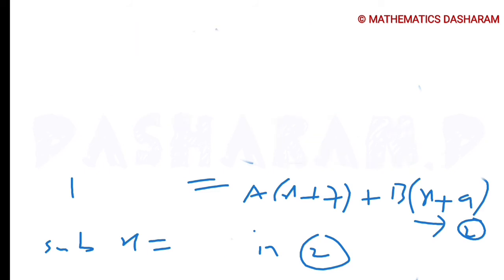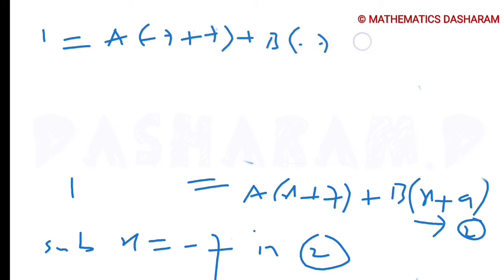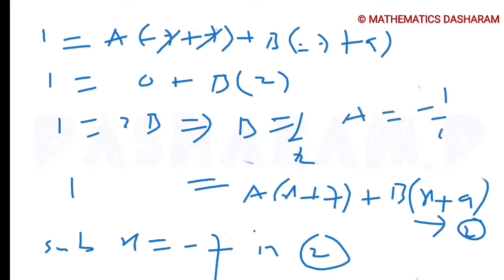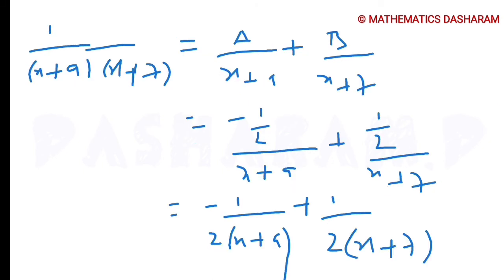So now substitute x equals minus 7 in equation 2 to get the b value. So 1 equals a into minus 7 plus 7 plus b into minus 7 plus 9. So 1 equals, minus 7 plus 7 cancels, so it is 0. b into minus 7 plus 9 is 2. So 1 equals 2b, which implies b equals 1 by 2. So the b value is 1 by 2 and the a value is minus 1 by 2. Substitute them in equation 1. So here I substitute the a and b values. So finally the given fraction is resolved into partial fractions.